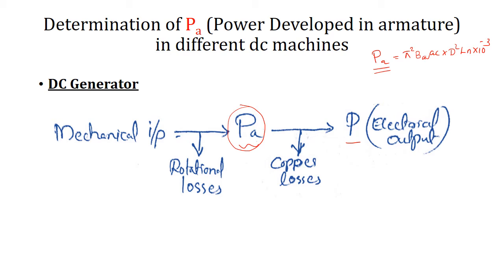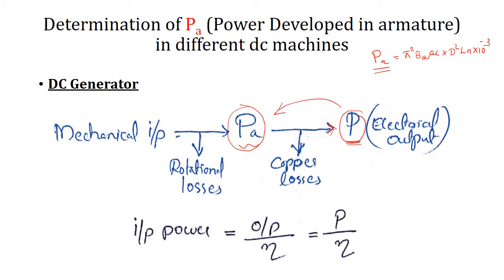And when the power is developed in armature, that power is not available at the terminals, because there will be copper losses inside the machine. So after copper losses, the remaining power will be available at the output, that is capital P. So normally the rating of the machine will be mentioned in capital P, that is output power of the machine will be mentioned. So from P, how to find the value of PA, that we will discuss.